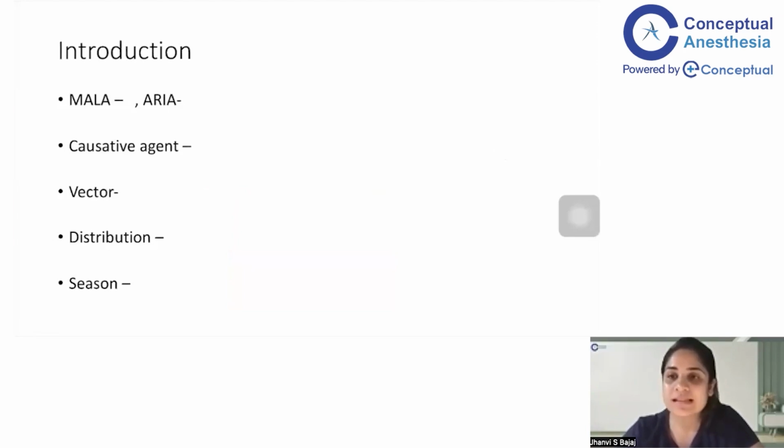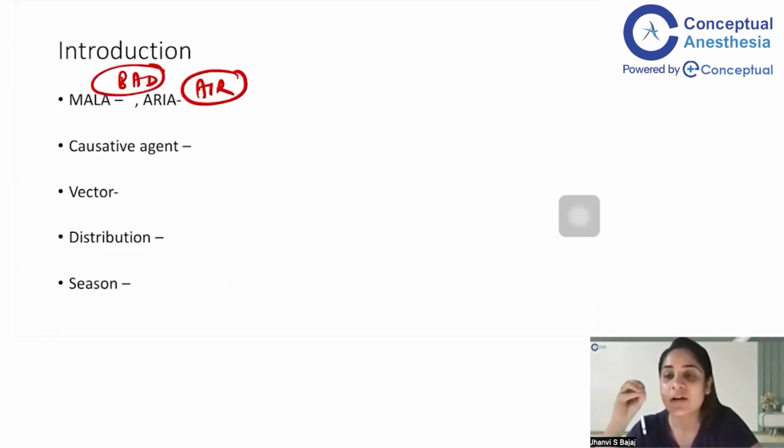So what is the meaning of the word malaria? Mala means bad and aria means air. So why was it called bad air? Because actually the vector that is carrying the causative agent of the disease is coming from the air, that is the mosquitoes.